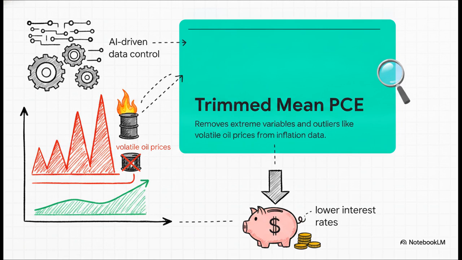But the data control goes way deeper than that. Warsh wants to ditch old lagging survey data and use real-time AI-driven data. Here's a crucial point. If the Fed transitions to a metric like the trimmed mean PCE, they can completely flip the script. This measurement literally just chops off extreme outliers, like crazy volatile oil prices, from the inflation math. The source notes that by shifting how inflation is measured, the Fed can basically engineer a storyline that inflation is totally under control, giving them the ultimate excuse to slash interest rates.